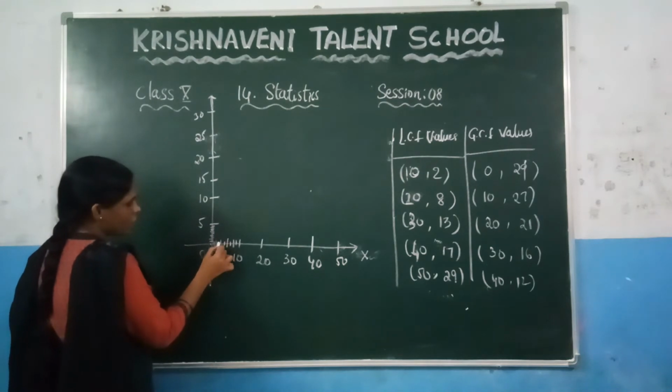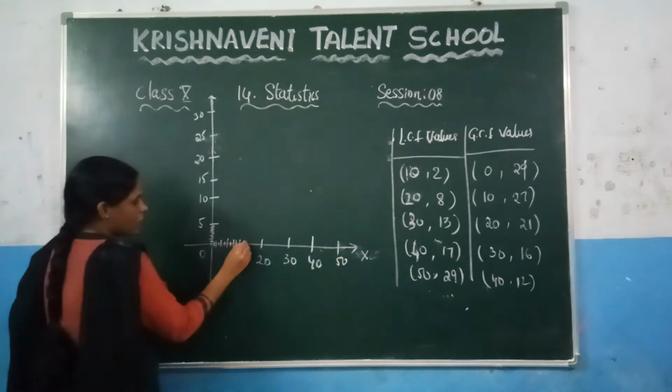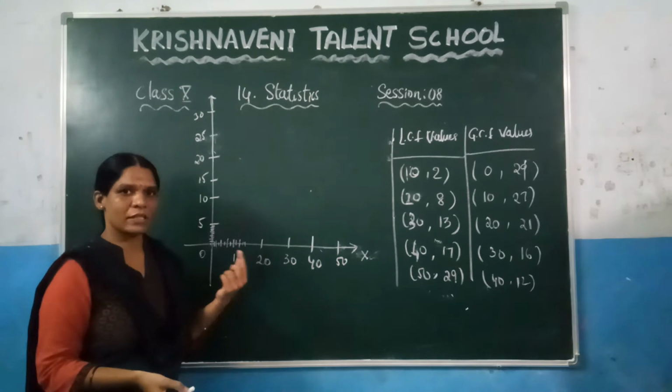This is 1, 2, 3, 4, 5, 6, 7, 8, 9, 10. Similarly 11, 12, 13, 14 like that. Here one line indicates 1.